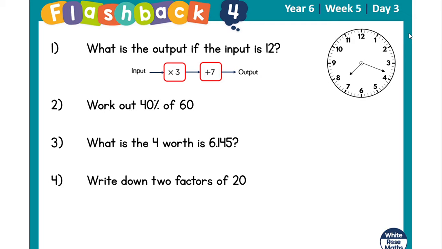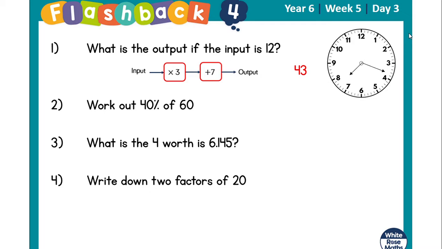So if you'd like to have a look at these questions, pause the video and then I'll go through the answers in a moment. Okay, question 1. What is the output if the input is 12? Okay, so we input 12 into the function machine, we multiply it by 3 and we get an answer of 36. We then add 7 to the 36 to get an output of 43.